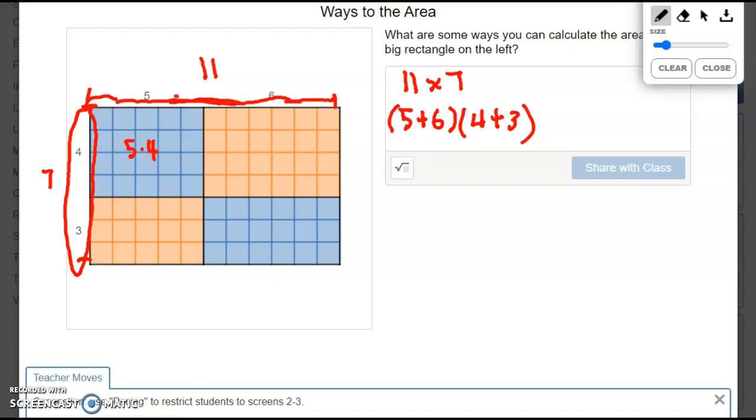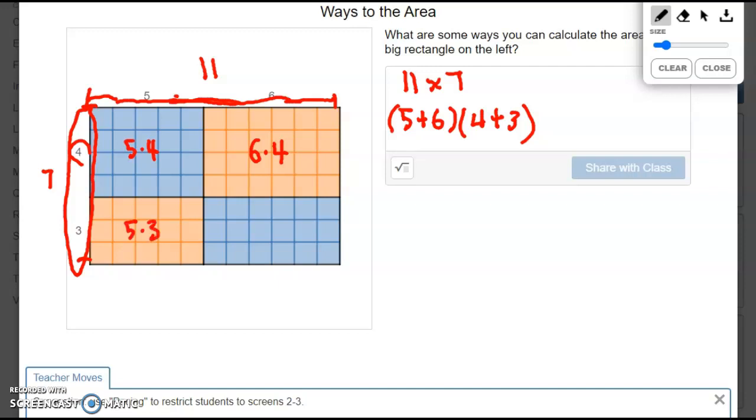What about this orange rectangle? Well, I know that this is 6. How many units is this? 1, 2, 3, 4, and we know that this is the same as here. So 6 times 4. And for this other orange rectangle, the width is 5 and the length is 3, or width is 3 and length is 5. It does not really matter. So it comes down to 5 times 3.